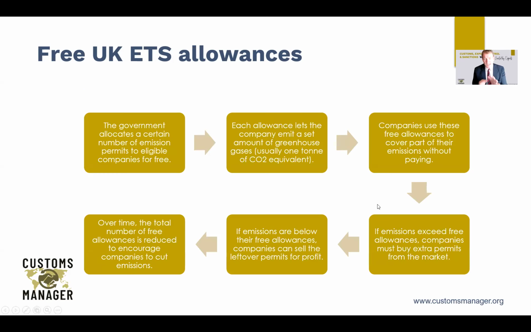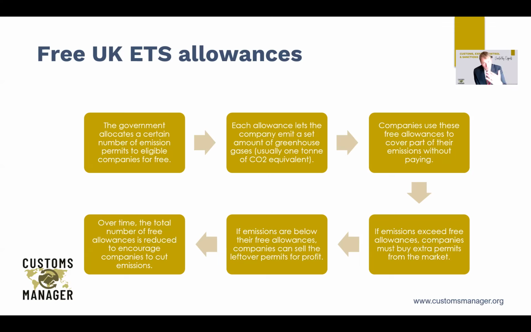So if you want to understand how the free UK allowances work, the government allocates a certain number of emissions permits to eligible companies for free. Each allowance lets the company emit a set amount of greenhouse gases, usually 1 ton of CO2 equivalent. Companies use these free allowances to cover part of their emissions without paying. If emissions exceed free allowances, companies must buy the extra permits from the market. If emissions are below their allowances, as I've already explained, they can sell the leftover permits for profit. And over time, the total number of free allowances is reduced to encourage companies to cut emissions.